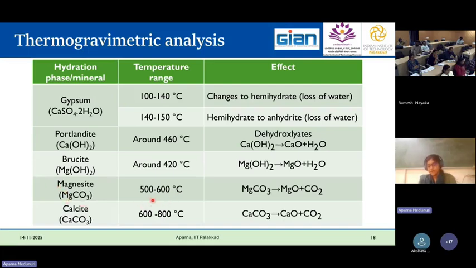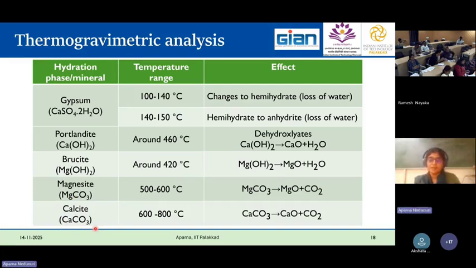Between temperatures of 500 to 600 degrees centigrade, there would be mass loss observed due to decarbonation of magnesite. Again, we'll have periclase (magnesium oxide is periclase), and then we have loss of CO2 from this system. We have calcite. Calcite is calcium carbonate.